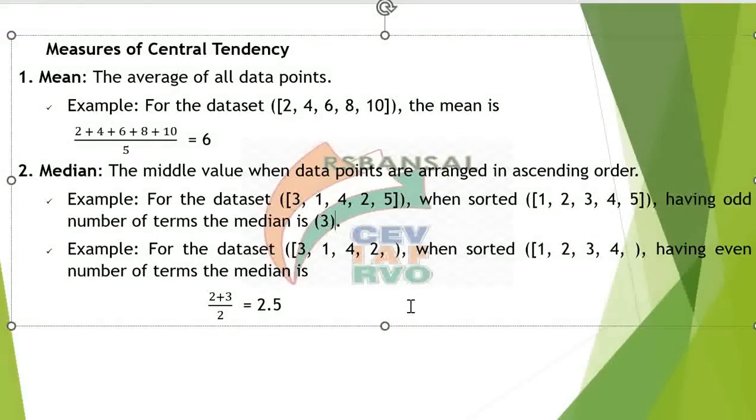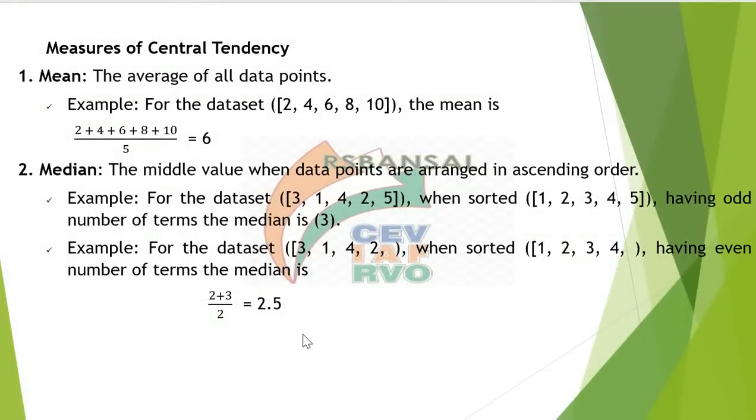which is 3. But if you have an even number of terms in the data set, say for example 3, 1, 4, 2, you arrange it in ascending order 1, 2, 3, 4, then there is no midpoint here. In such a case, you have to take the average of the middle two values. Average of the middle two values means 2 plus 3 by 2. So the median in this case will be 2.5.